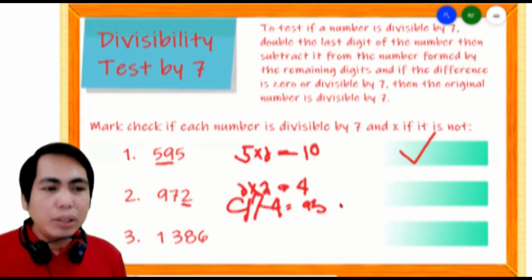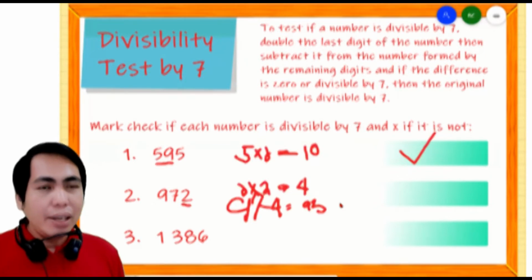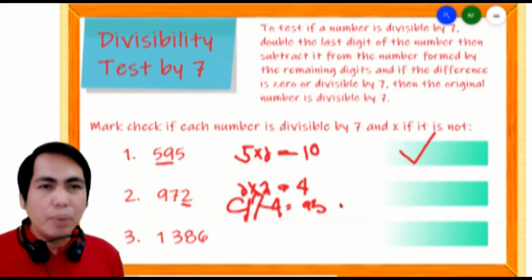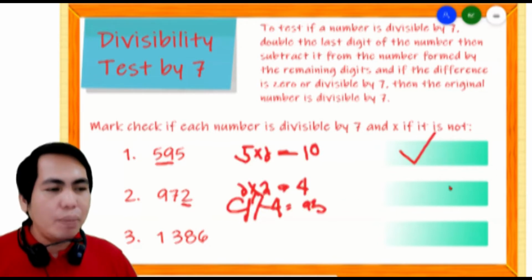So, we have to take the last digit, 3. So, we have to double it. 2 times 3 is 6. And then the remaining digit is 9. 9 minus 6 is 3. And then we have to test whether 3 is divisible by 7 or not. Since 3 is not divisible by 7, therefore 972 is not divisible by 7.